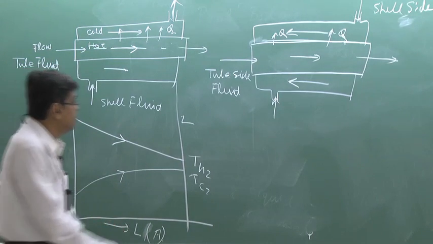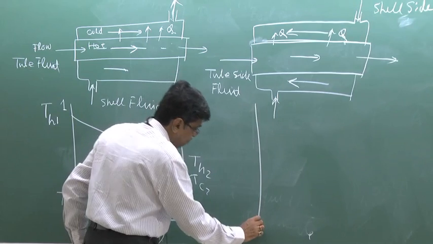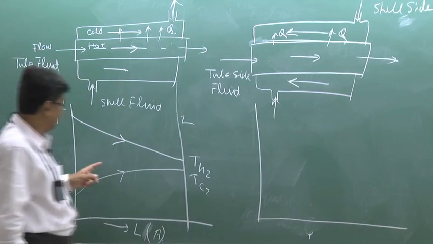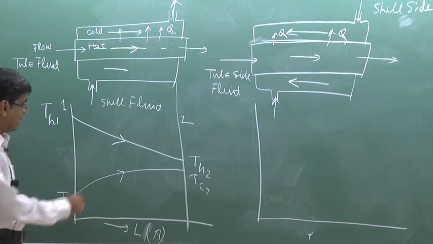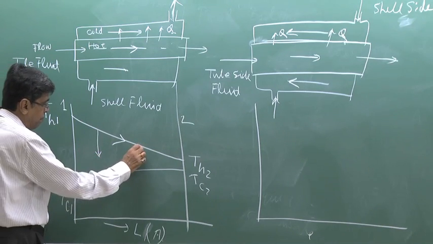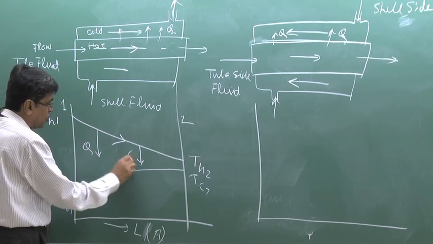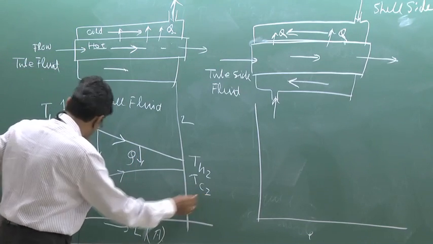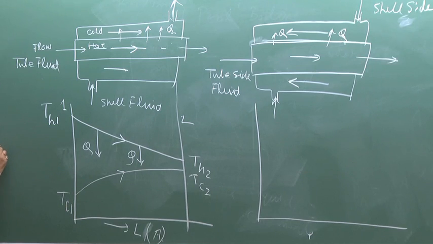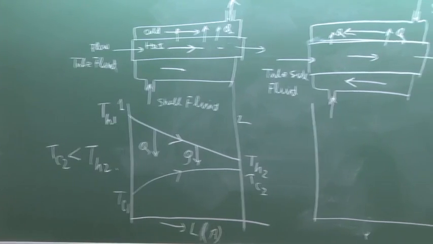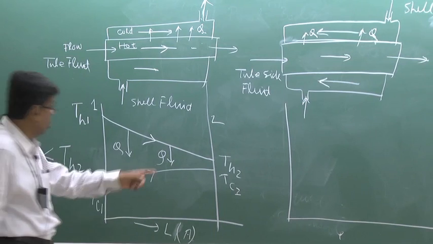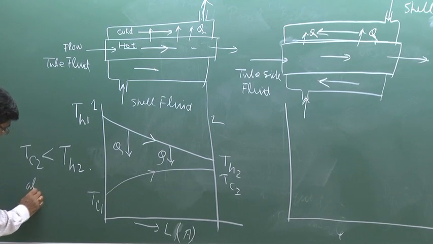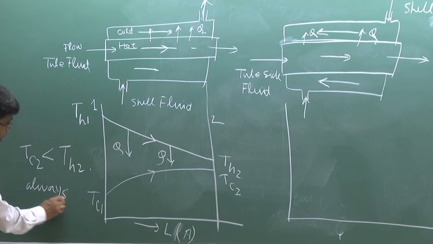Okay, now here one thing, that to make the heat transfer Q, there should always be a temperature gradient. So therefore the outlet temperature Tc2 in this case is always less than TH2. Tc2 cannot be higher than TH2. Tc2 is always less than TH2, always. Otherwise, heat transfer will not take place.